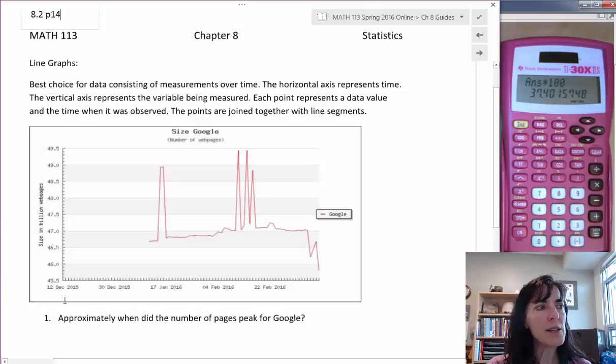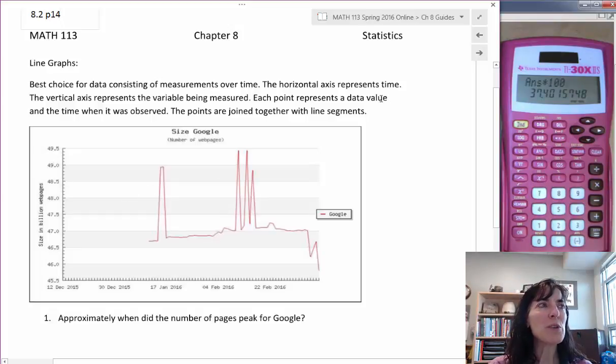The horizontal axis, which is this direction, generally measures time, and the vertical axis represents whatever it is you're measuring over time. In this case, how many web pages are on Google, and it's a size in billions of web pages. That's, oh man, there's so many web pages, right?